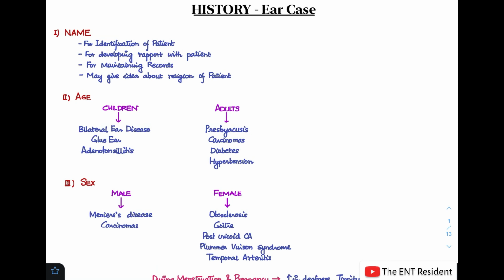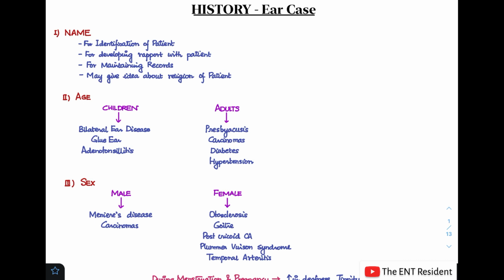Today I'll be discussing how to take a history in an ear case. This is going to help both undergraduates as well as postgraduates. Now there are various details that we have to take about the patient, what complaints they are coming with, details about the complaints, and each of these points that we ask our patients gives us a clue and helps us in reaching a provisional diagnosis. Now I'll be discussing each of these points and telling you what significance each point has in its own way. Now first, starting with the name of the patient.